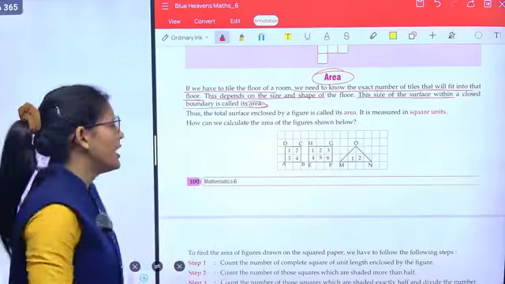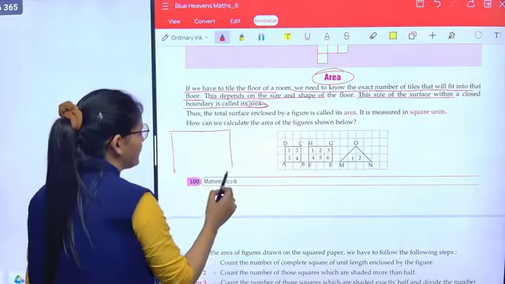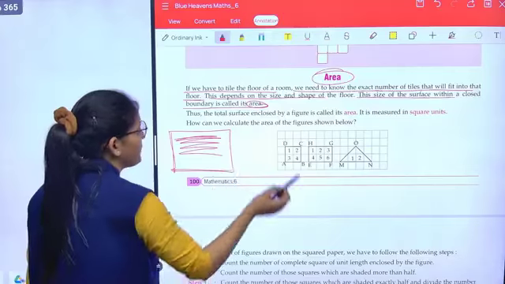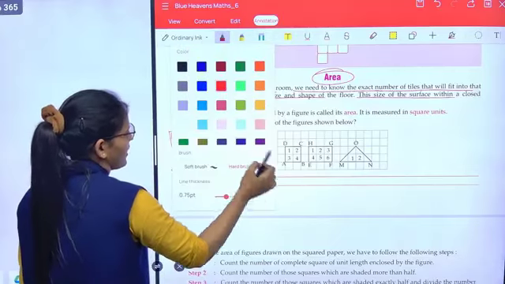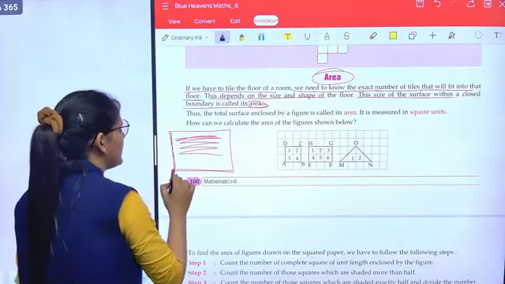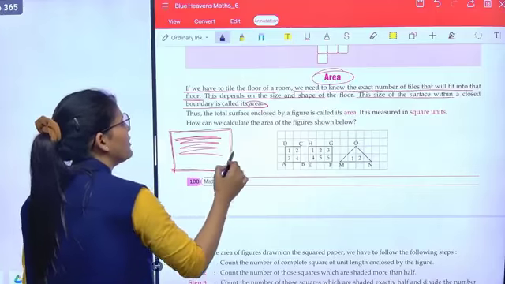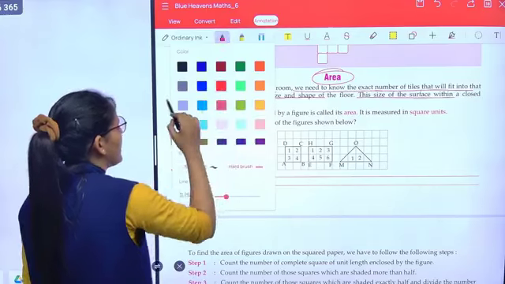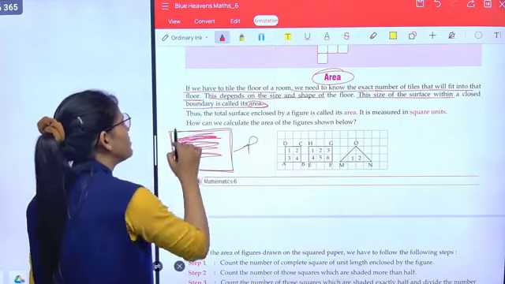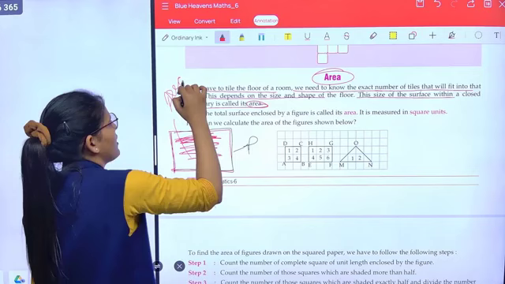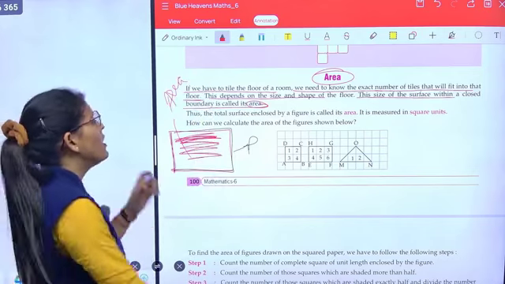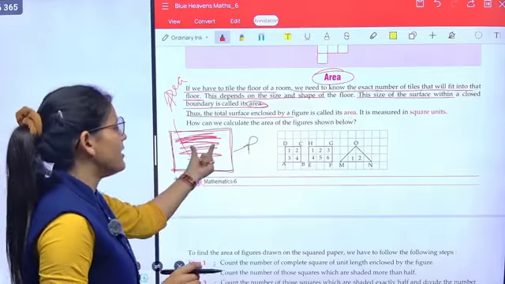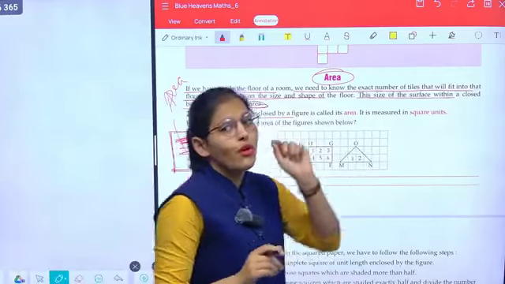Closed boundary, suppose this is a floor, then what will this be? You have read that: this is its perimeter. The boundary is the perimeter. But now, class, this part is its area. Okay class, now, does the total surface enclosed by a figure is called its area. It is measured in square units.